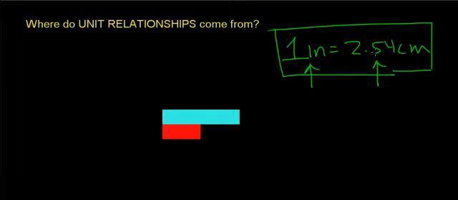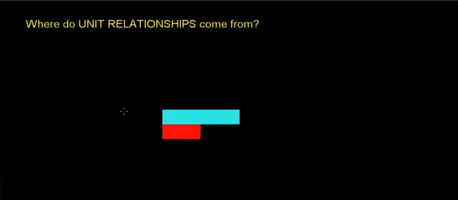But to talk about strictly where do unit relationships come from, I'd like to make a simple analogy to measuring the lengths of objects in blocks. So imagine, and I'm just going to clear out some space to work here, imagine I have these two rectangles.